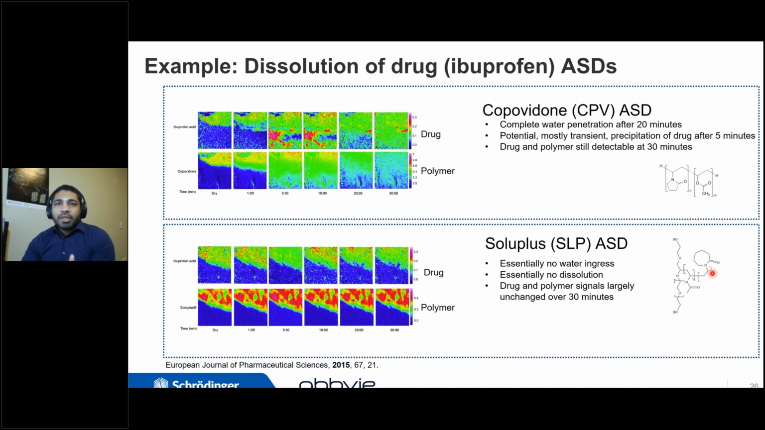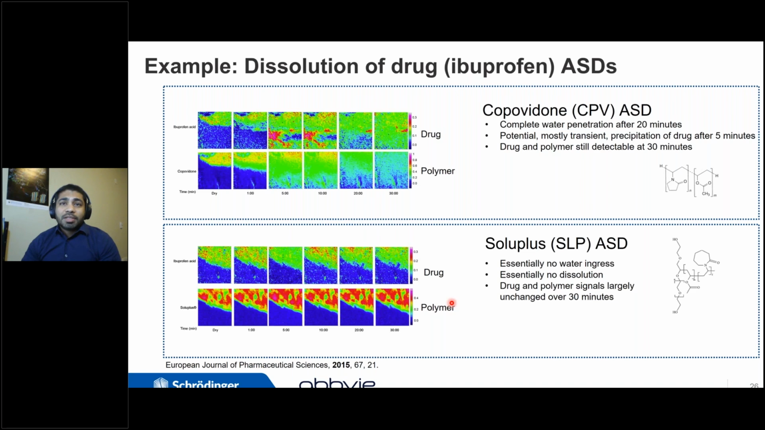Intuitively, by looking at this polymer structure, we might think that this would be a very good polymer for dissolving the drugs in the solution. However, the experimental studies show that the drug doesn't really come out of this even after 30 minutes, and the polymer stays pretty much intact. So that's not allowing any drug to come out, or the polymer is also not dissolving into the solution.